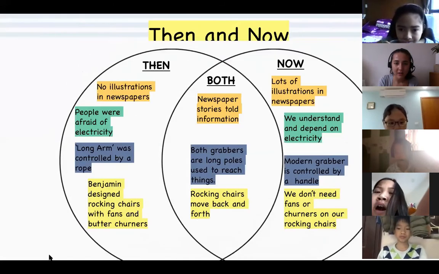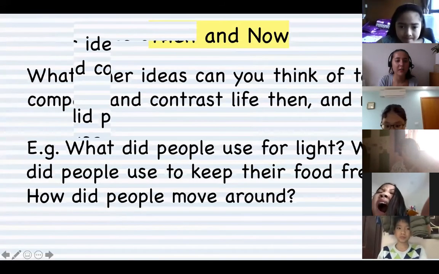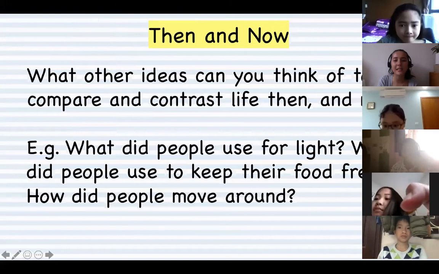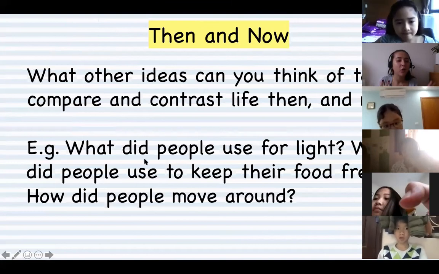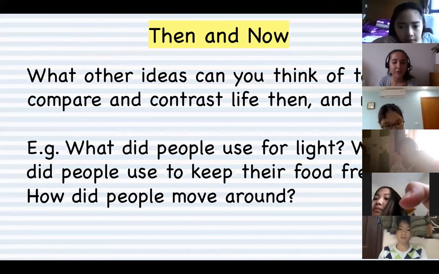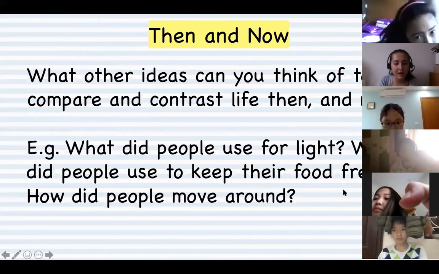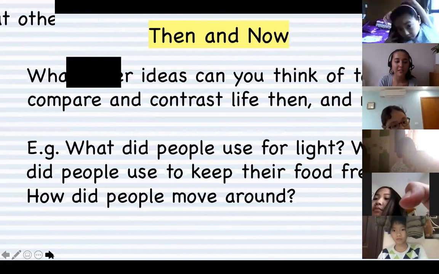Amazing work. Okay, so what we're going to do for the last 2 minutes is think of what other ideas you can think of to compare and contrast life between then and now. For example, what did people use for light? What did people use to keep their food fresh? How did people move around? How is it different from today's society?